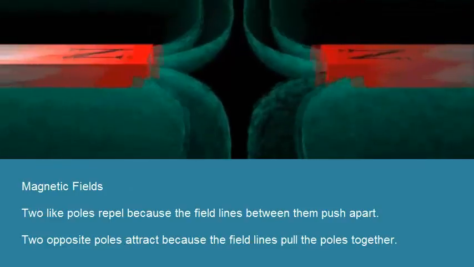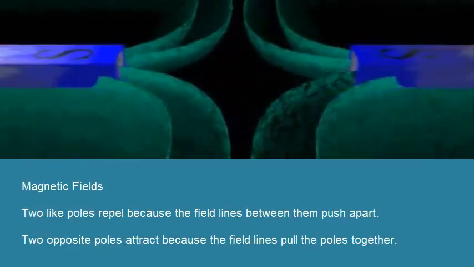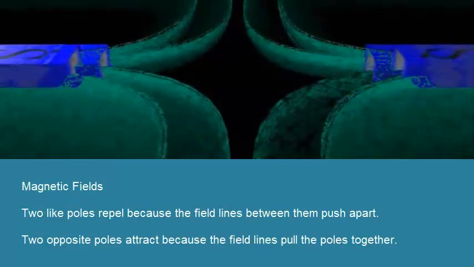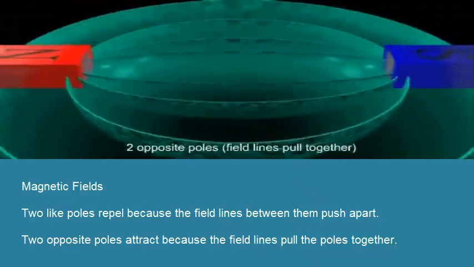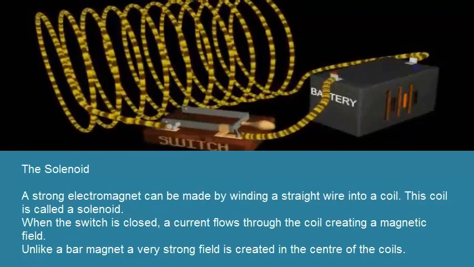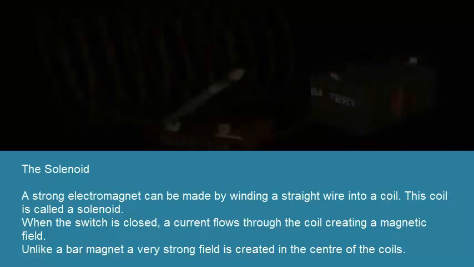Two like poles repel because the field lines between them push apart. Two opposite poles attract because the field lines pull the poles together. A strong electromagnet can be made by winding a straight wire into a coil. This coil is called a solenoid.